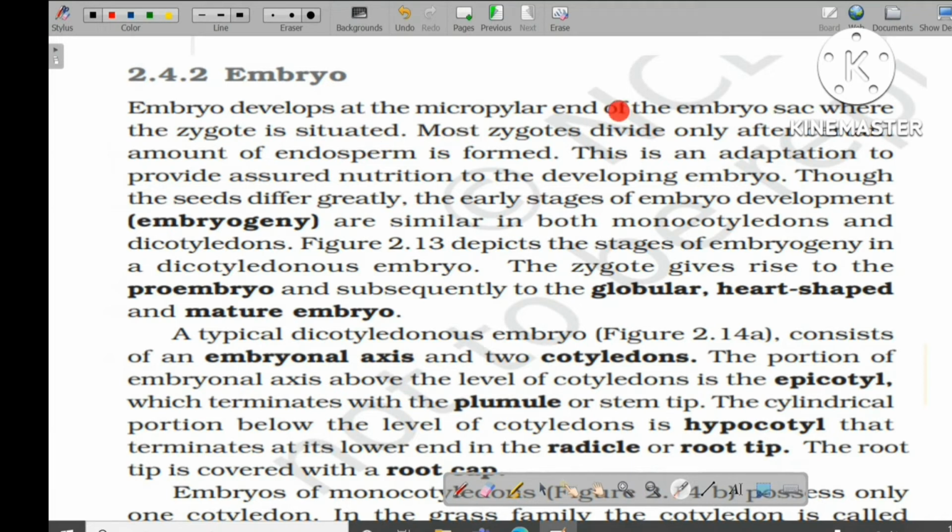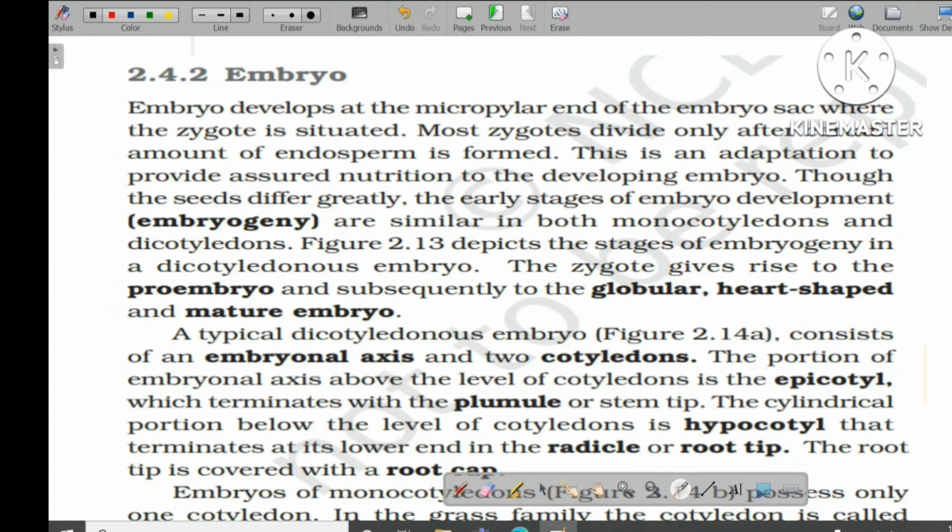Most zygotes divide only after a certain amount of endosperm is formed. This is an adaptation to provide assured nutrition to the developing embryo. Though the seeds differ greatly, the early stages of embryo development, embryogeny, are similar in both monocotyledons and dicotyledons. The figure depicts the stages of embryogeny in a dicotyledonous embryo.